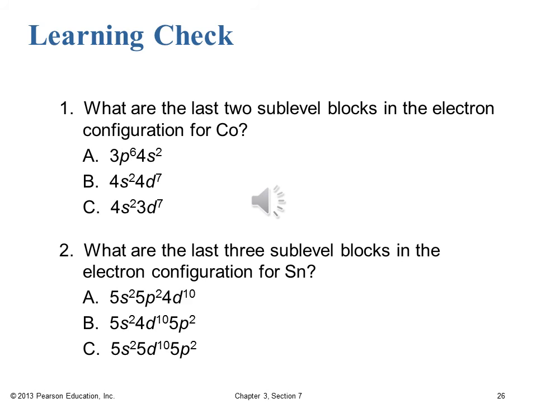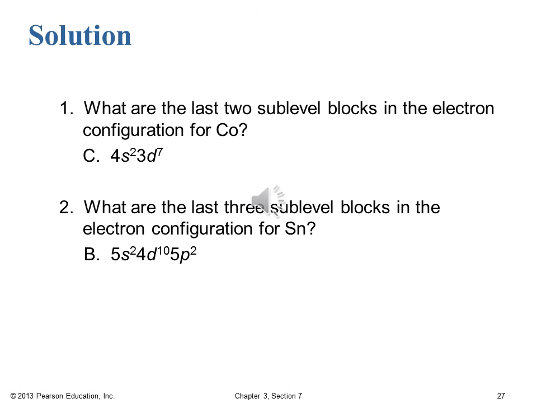Okay, so before we leave this subsection of Chapter 3, let's do a few learning checks. Let's see how well we're mastering this material. So this learning check here, we have 2 questions. Number 1, what are the last 2 sublevel blocks in the electron configuration for cobalt? And then pick from choice A, B, or C. And number 2, what are the last 3 sublevel blocks in the electron configuration for tin? So go ahead, pause the video, and when you've made your selections, start it back up and we'll see how you did. Alright, so there you have it.